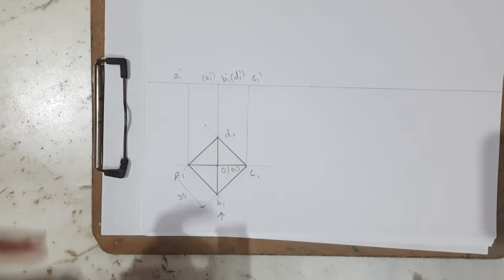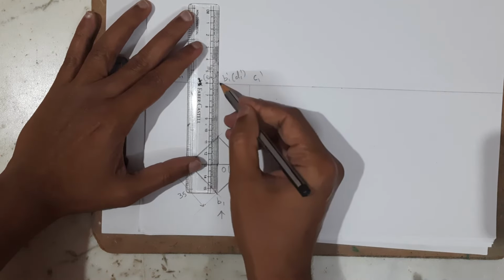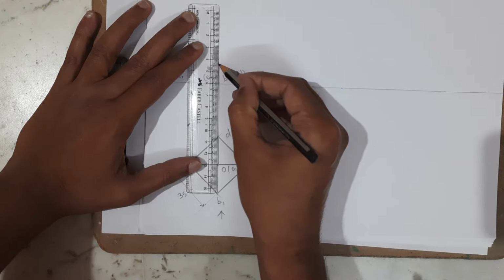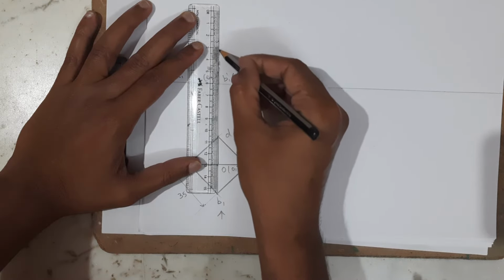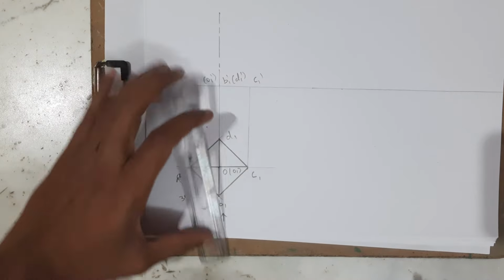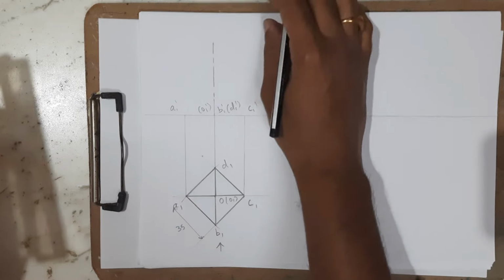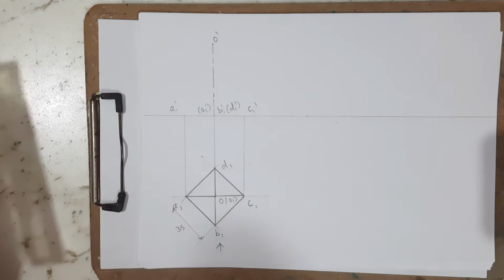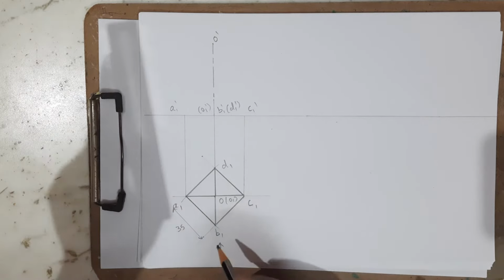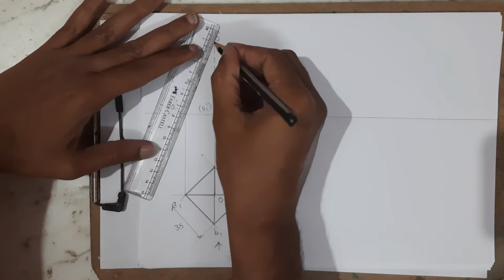Next, what is the axis length? They are telling it is 60 mm. So how to represent the axis? A large line followed by a small line. This is how we represent the axis line. So this is O dash. Next is the main thing, the slant edges. A1 dash to O dash is visible. That is a slant edge.